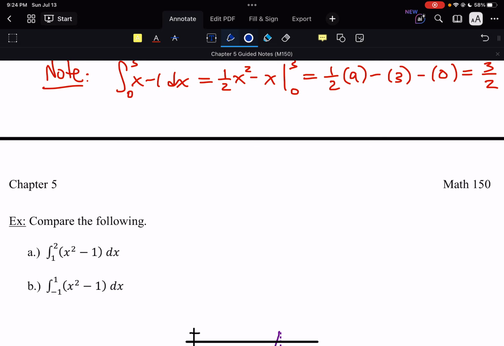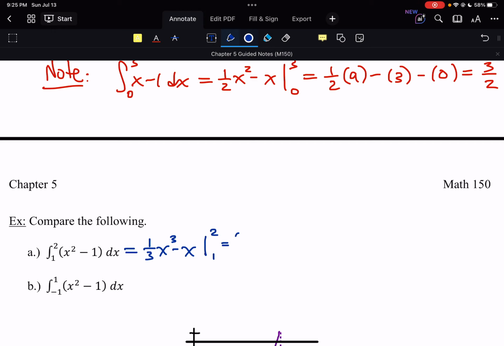So we're going to evaluate and compare these two integrals. Notice they have the same integrand, the same function inside of them, but their bounds are different. So let's get the first one. We're going to take the antiderivative, so that's 1/3 x cubed minus x, evaluated from 1 to 2.